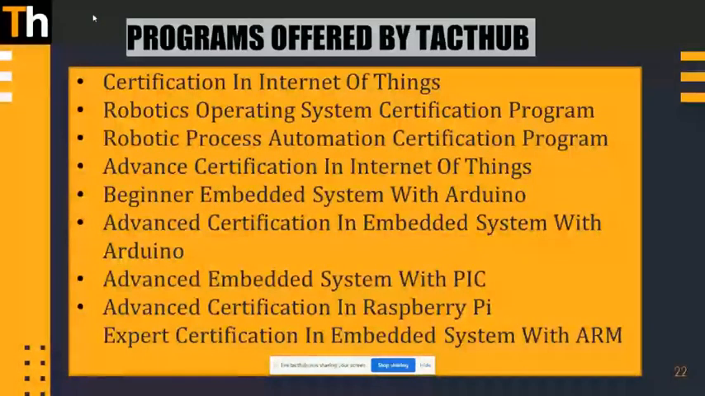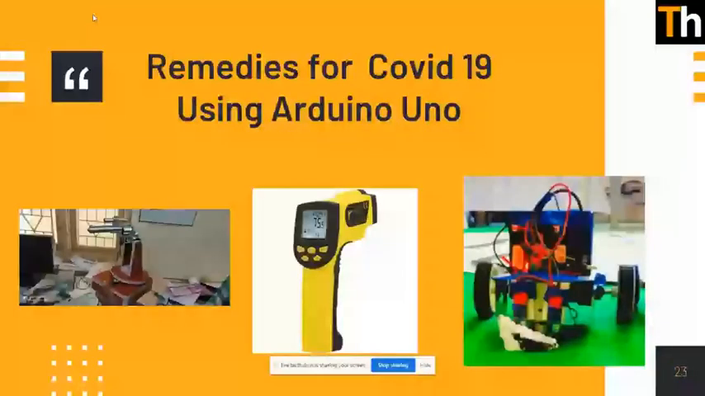These are the courses offered by our concern: certification in Internet of Things, robotics system certification program, robotics process automation certification program, advanced certification in Internet of Things, beginner embedded system with Arduino, advanced certification in embedded system with Arduino, advanced embedded system with PIC microcontroller, and advanced certification in embedded system with ARM, right? And these are examples I'm going for with Arduino and IoT applications in the future.